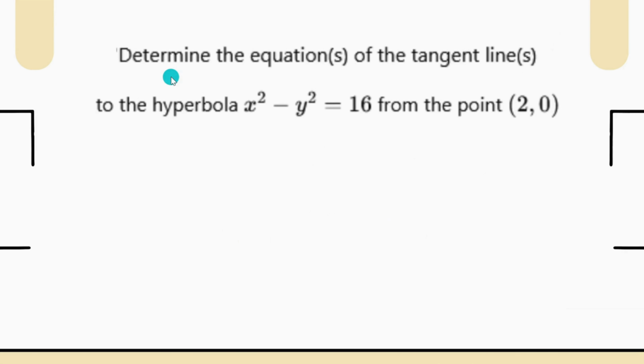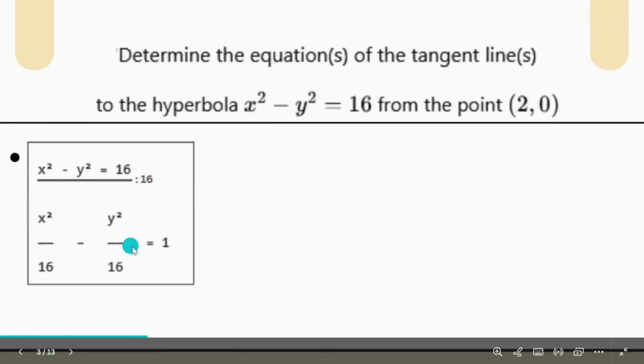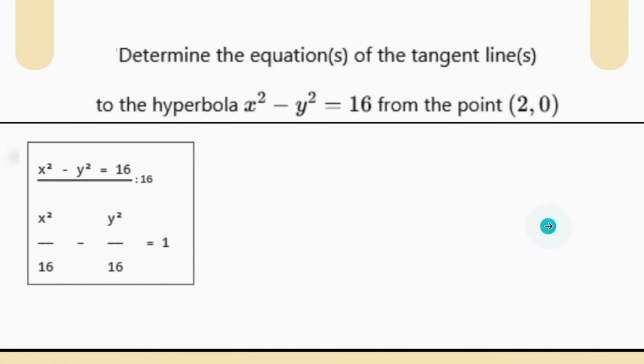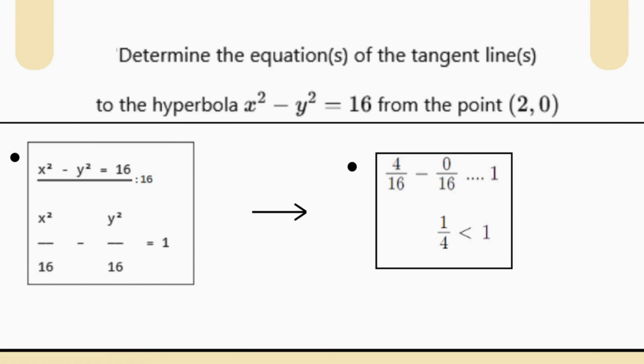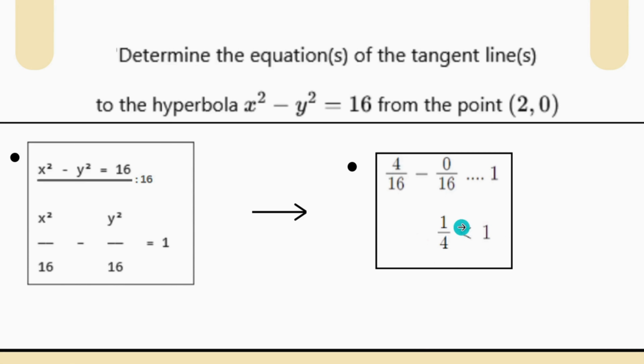So the problem is: determine the equation of the tangent line to the hyperbola x squared minus y squared equals 16 from the point (2, 0). The first step, we need to divide the equation by 16, and we get x squared over 16 minus y squared over 16 equals 1. The next step, we need to determine whether the point is inside, outside, or on the hyperbola. We can just substitute the point into the equation of the hyperbola, and we get 1/4, which is less than 1.